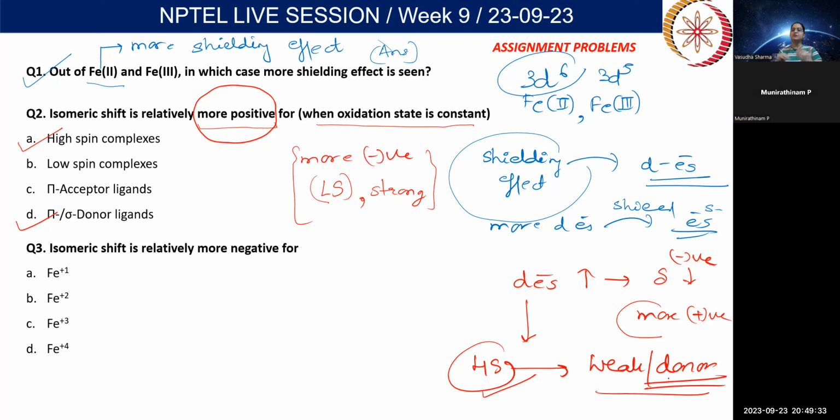The questions can be twisted. Maybe we are looking at a more negative value, but I'm asking for more positive. That means towards the right side. So which one is going to have that? For example, if I have iron with water complex and iron with CN complex, the example we just saw, which one is having the more positive delta value? Think and use this concept now.